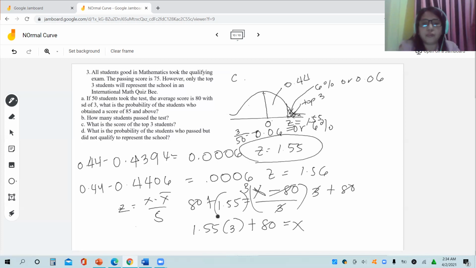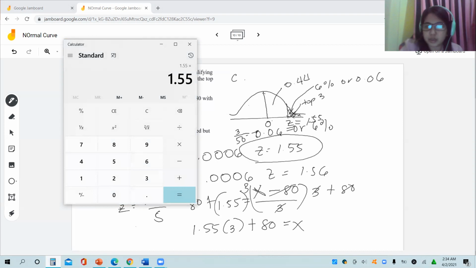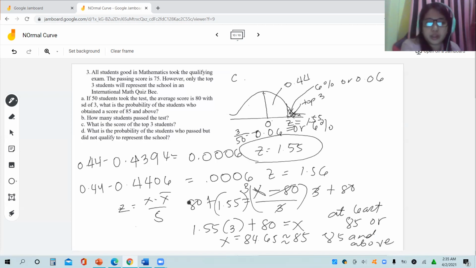So what is 1.55 times 3 plus 80? So let us check. 1.55 times 3 plus 80 is 84.65. So x is equal to 84.65, or this is 85. So which means that what is the score of the top 3? The score is at least 85 or 85 and above. So this is the score of the students.